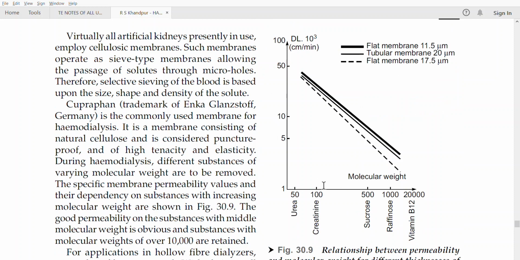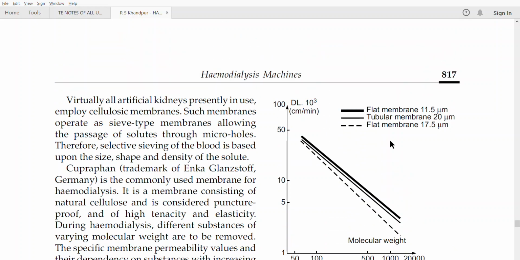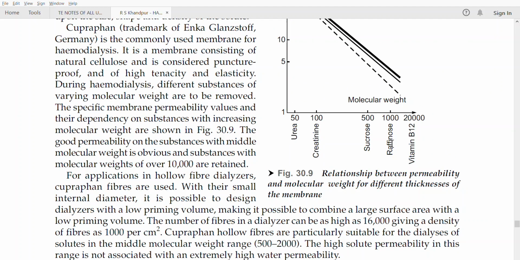what is the meaning of the curve. When the size increases, permeability reduces, and these curves have different negative slopes, and you should write that very clearly. And what are the different materials used, what is the natural material, what is presently used in dialysis. All these things are available in this paragraph, and you should be in a position to write them.